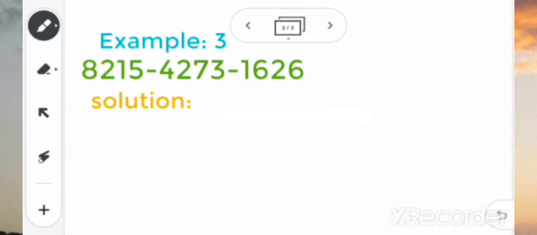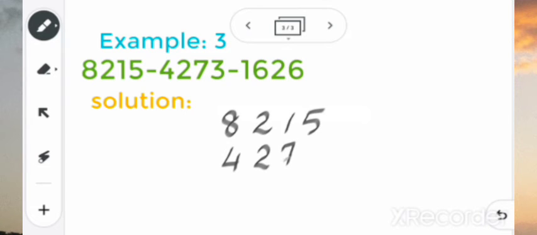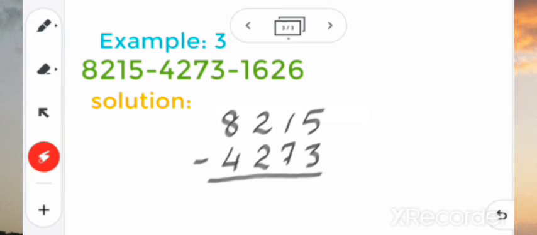Okay, let me arrange the digits in order. So it is 8215. From there you have to minus the second number, 4273. Okay, we are going to minus. So I am writing the minus symbol here. We have here now 5 and 3. 5 minus 3, it will be 2.